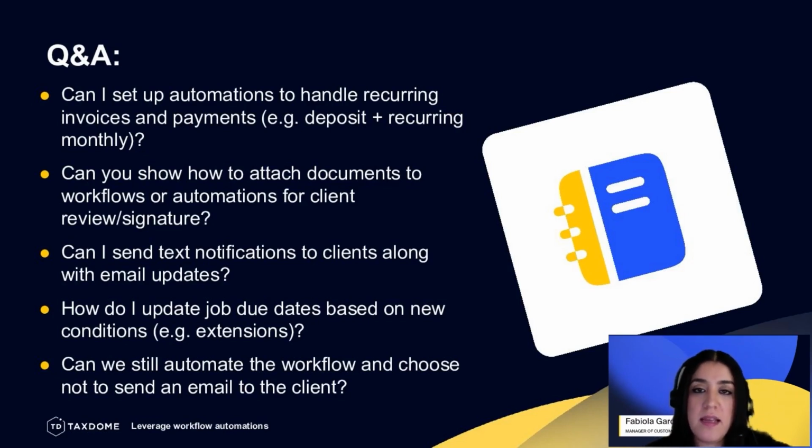Can we still automate the workflow and choose not to send an email to the client? Yes, exactly. We did that earlier when we were testing dragging and dropping the job to different stages. You'll have check marks that say, hey, do you want these things to happen? And you can just uncheck them if you don't want to send the email, if you don't want to send them certain information, or if you don't want to generate tasks for your team. So you will always have the ability to do that.